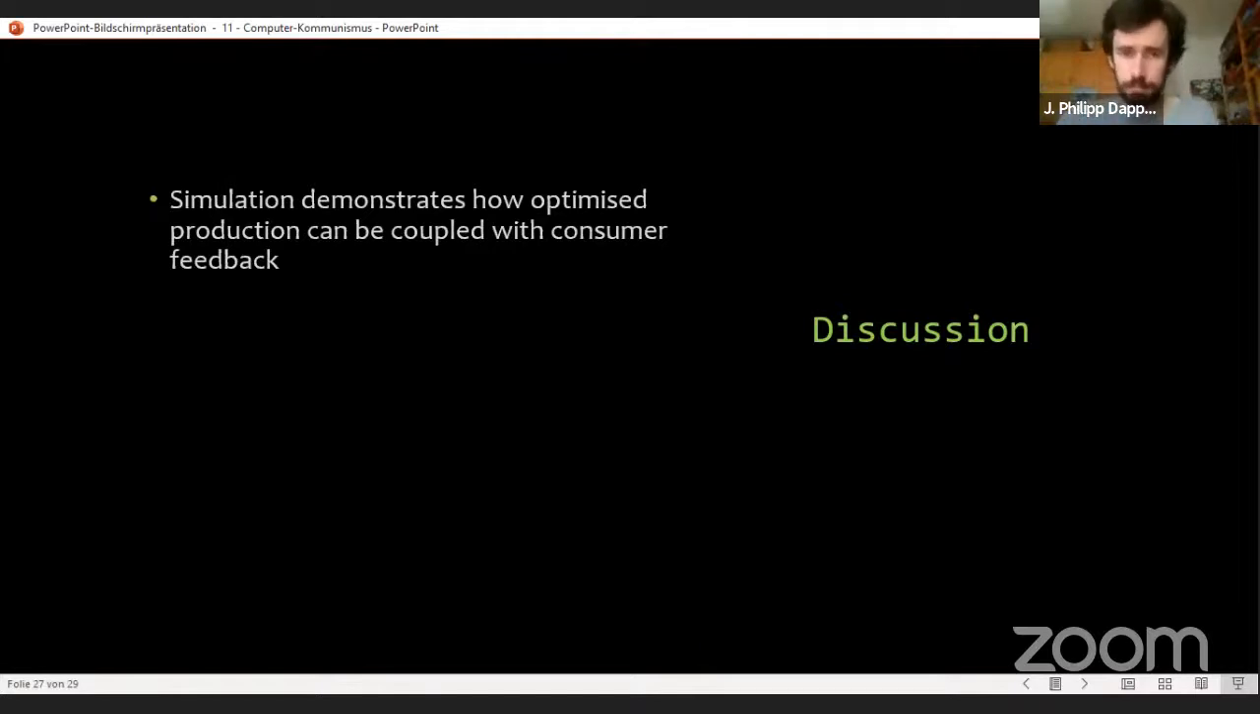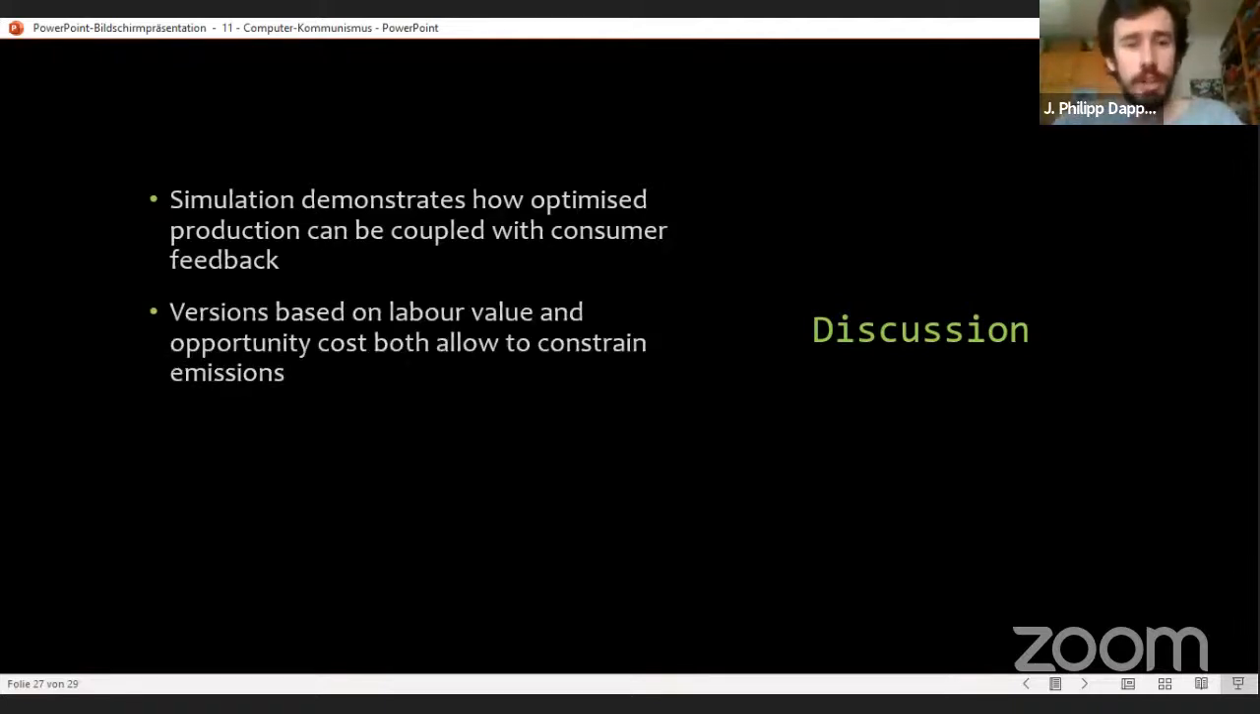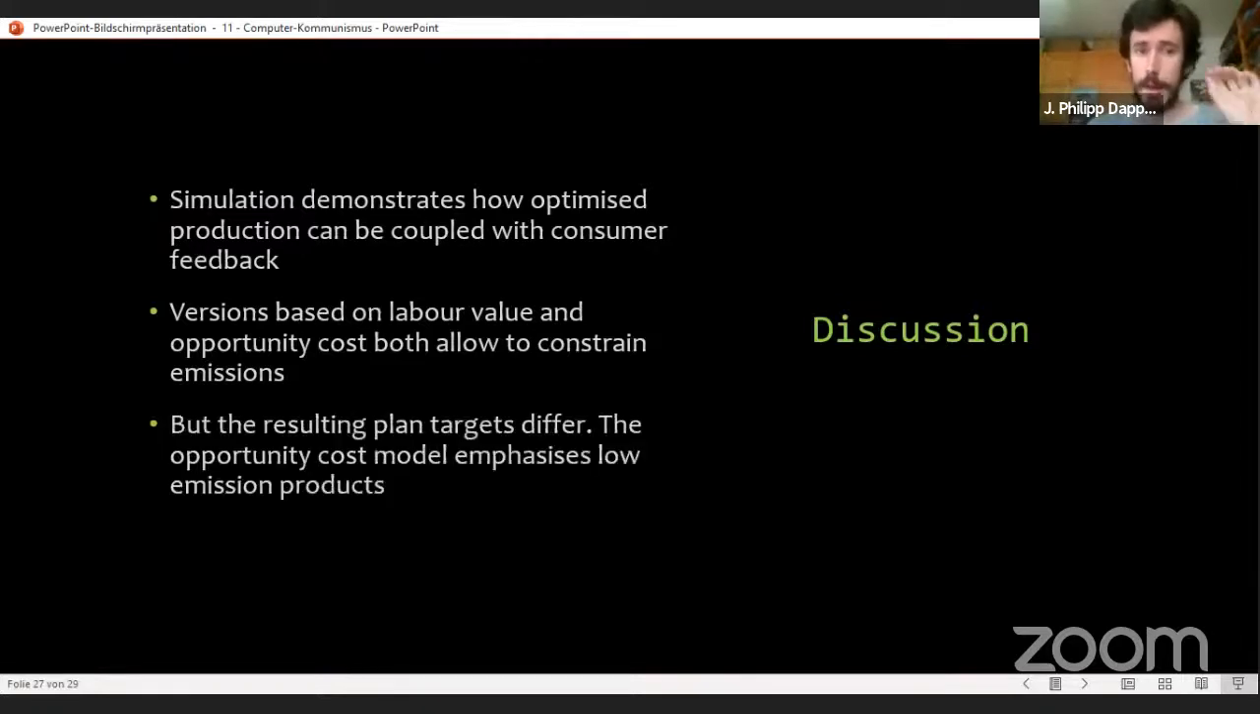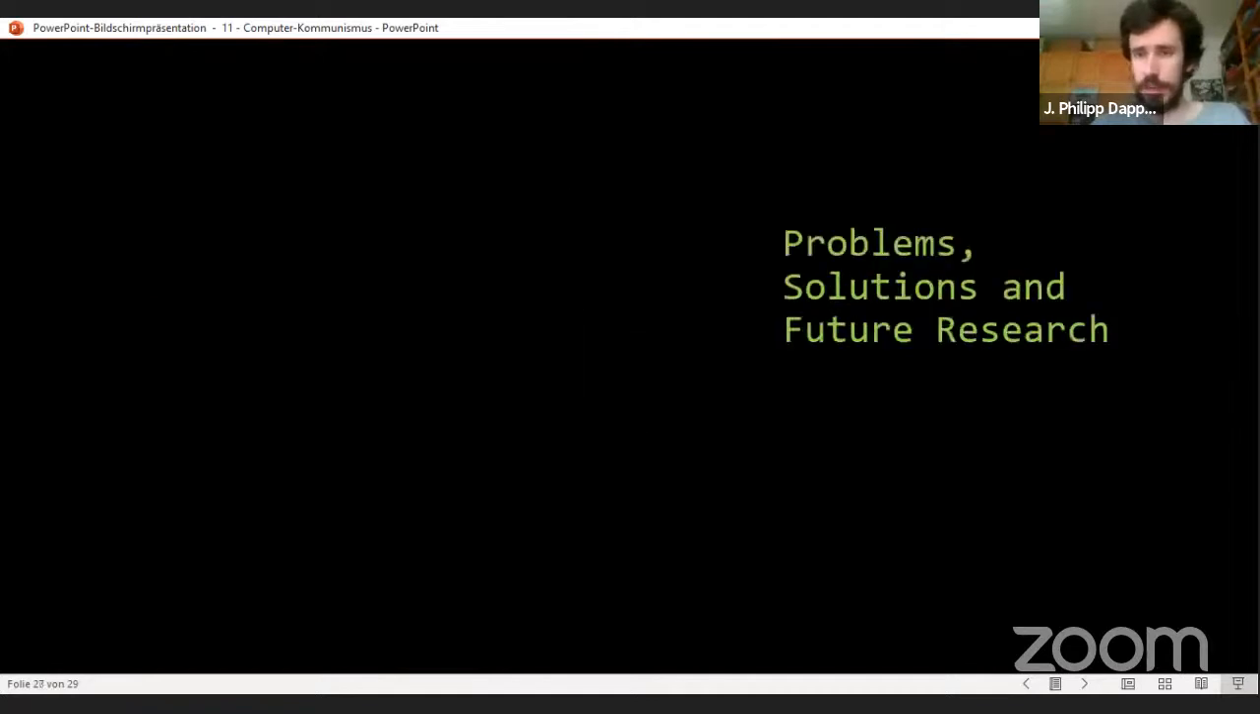Well, I think the simulation, on the one hand, demonstrates how optimized production planning can be coupled with consumer feedback, right? So you don't need some planning committee to decide what consumer products are going to be produced, but this will be automatically adapted to what consumers demand. You also can compare the two versions, one based on labor values, the other based on opportunity cost. And you can see that both of them basically allow you to constrain emissions. So that's simply an additional linear constraint, which is built into the model. And both models can deal with that, no problem. So there won't be more emissions than a certain amount. Okay, that's the case in both models. But the resulting plan targets differ in that the opportunity cost model emphasizes low emission products, while the labor value model doesn't as clearly make such an adaptation.